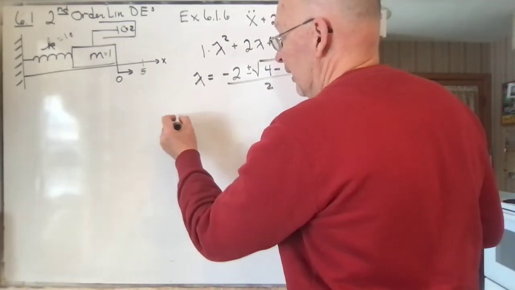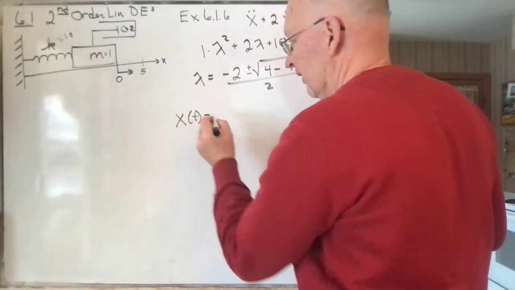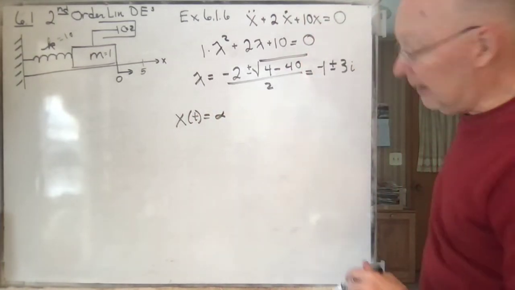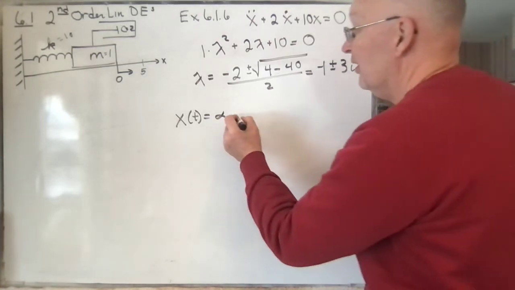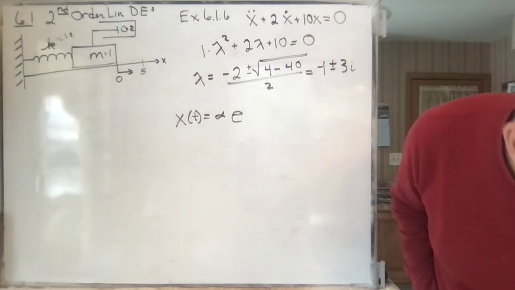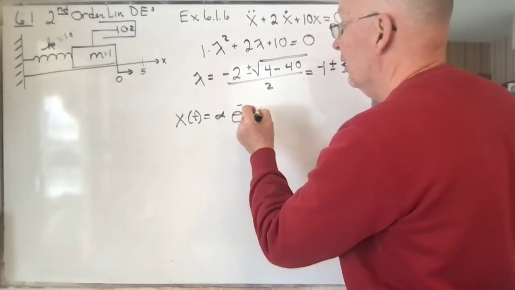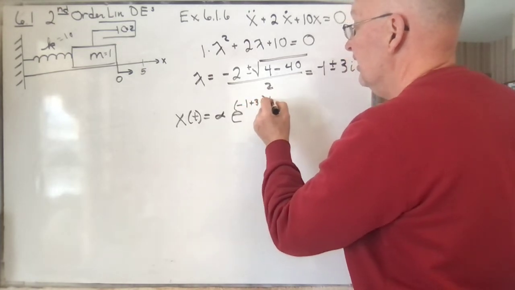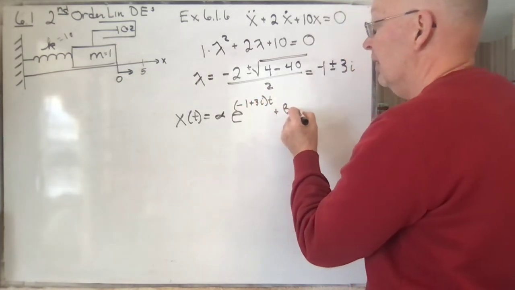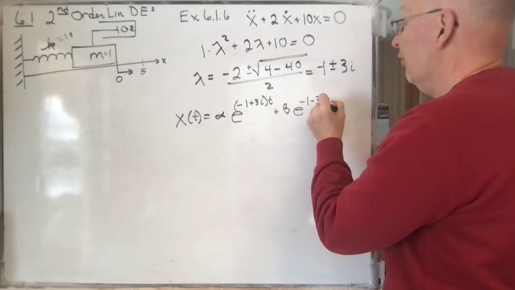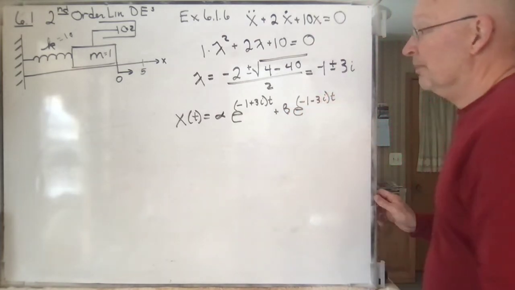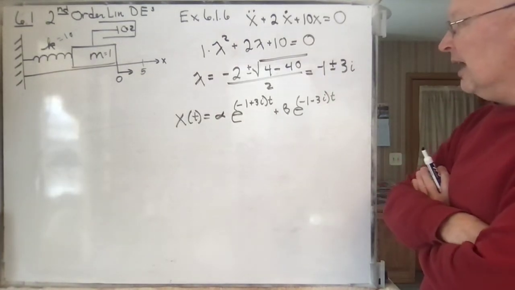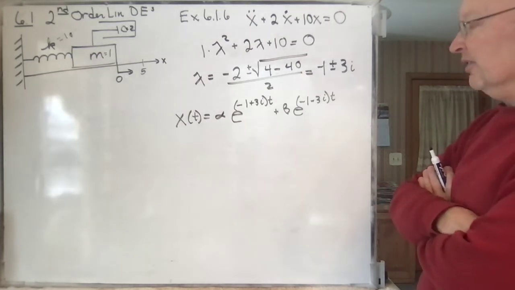So that means that my general solution is going to look like this. Alpha, I can't remember, did I use alpha? I did. Alpha times e to the negative 1 plus 3i t plus beta e to the negative 1 minus 3i t. What do we do with that? We've got complex numbers in there. How does that affect things?